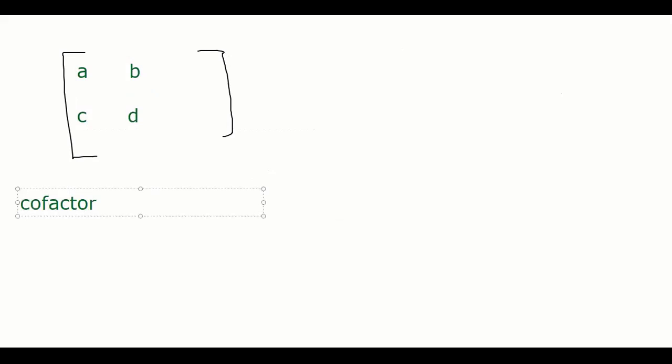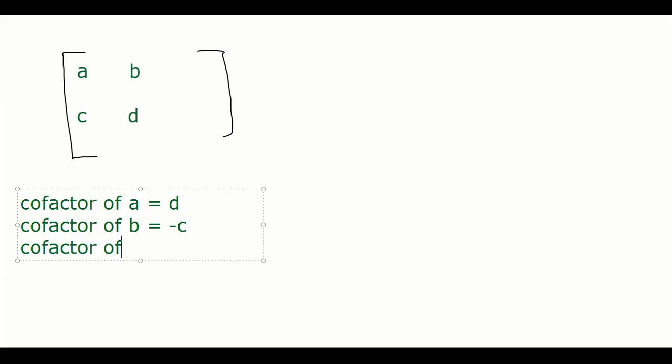Now tell me, cofactor of A क्या होगा बताओ. Tell me what is cofactor of A. Tell me everybody on chat. Cofactor of A is D. What is cofactor of B? Minus C. What is cofactor of C? Minus B. Correct. And the cofactor of D is A. तो cofactor पर clear है mind में.